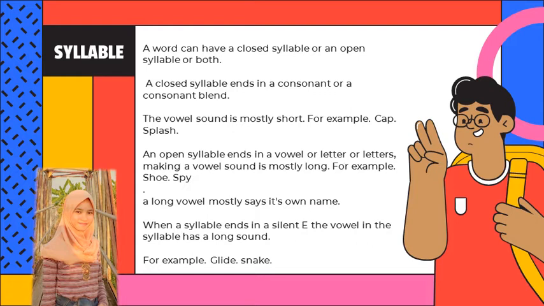A word can have a closed syllable or an open syllable or both. A closed syllable ends in a consonant or a consonant cluster. The vowel sound is mostly short. For example, cat, splash.